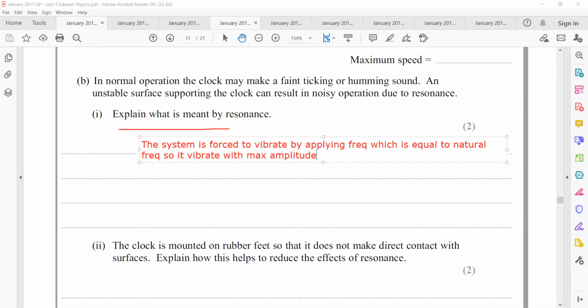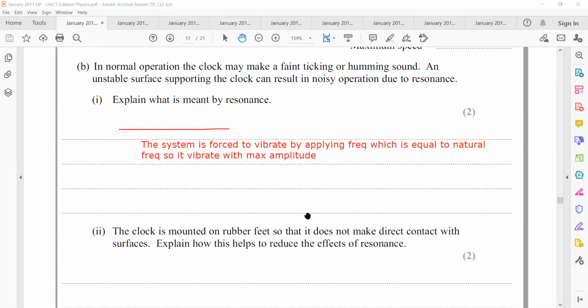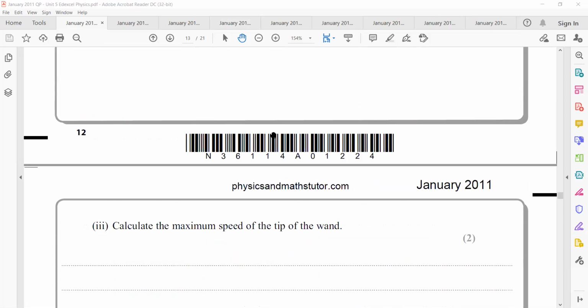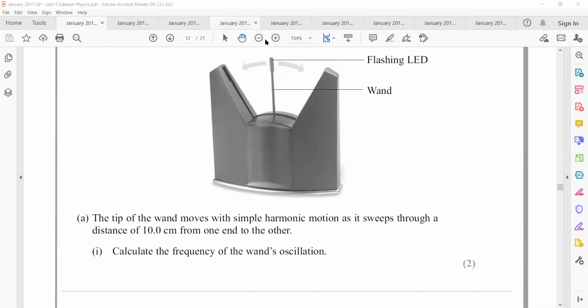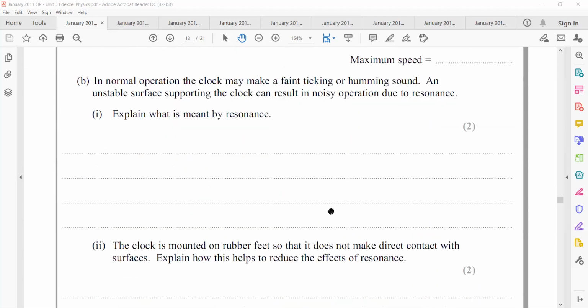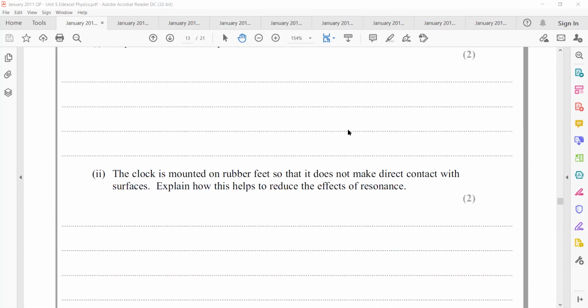The next part: the clock is mounted on rubber feet so that it does not make direct contact with the surface. Explain how this helps to reduce the effect of resonance. The clock is placed on the rubber feet and then placed on the table. Rubber can be used as a damper because it can absorb energy and transform the energy into internal energy. Anything which can remove energy from the system is called a damper. So rubber has a damping effect, absorbing or removing energy from the system, which does not allow the system to vibrate with maximum amplitude.